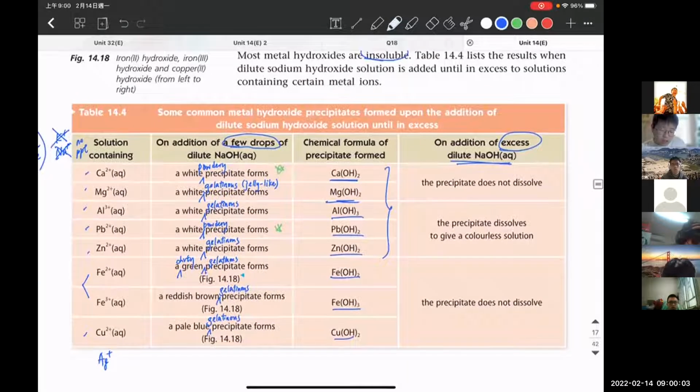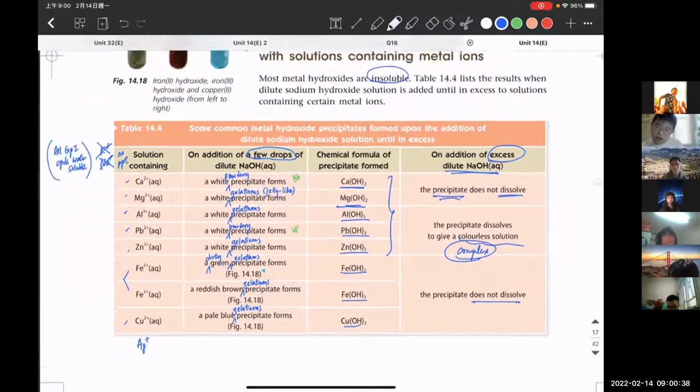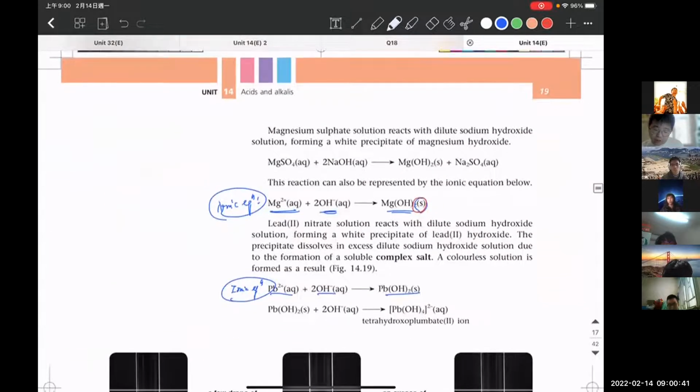Now take a look at why. You may see calcium hydroxide and magnesium hydroxide, the PPT will not dissolve. But for aluminium, lead, and zinc hydroxide, once formed as hydroxide, the PPT will dissolve to give a colorless solution. How about the other colored chemicals? Iron 2 hydroxide, iron 3 hydroxide, copper 2 hydroxide, the PPT does not dissolve. So the difference is because of that word complex, 絡合物. It is a very special chemical.